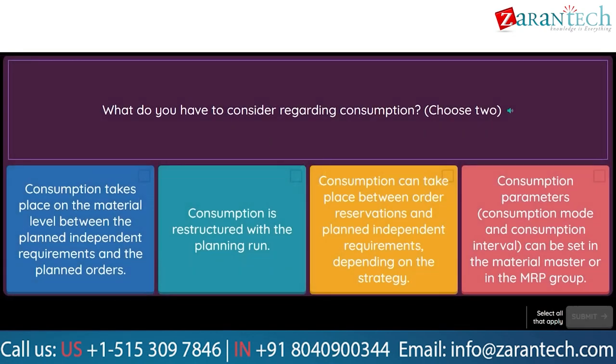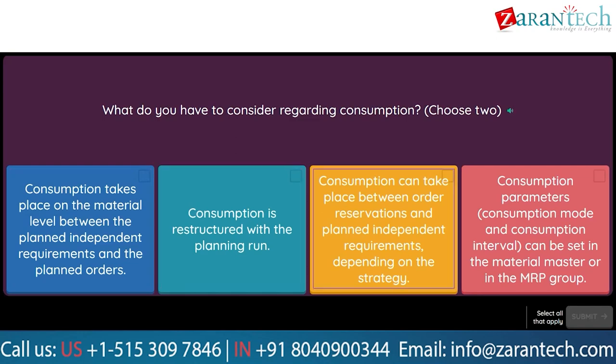Question: What do you have to consider regarding consumption? Choose 2. Option 1. Consumption takes place on the material level between the planned independent requirements and the planned orders. Option 2. Consumption is restructured with the planning run. Option 3. Consumption can take place between order reservations and planned independent requirements, depending on the strategy. Option 4. Consumption parameters, consumption mode and consumption interval, can be set in the material master or in the MRP group.